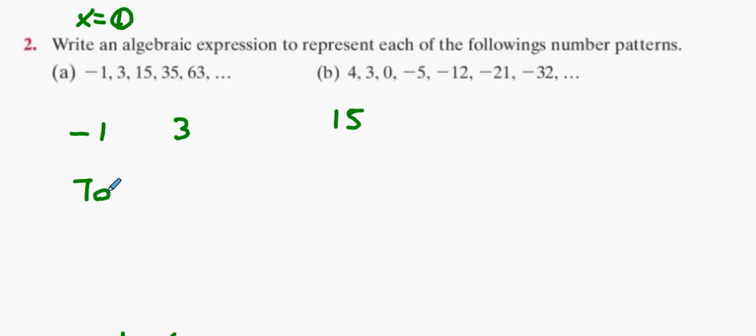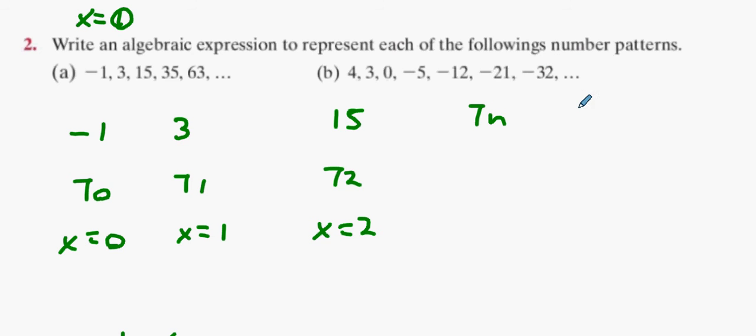T0 doesn't really exist, does it? So T0 is x equals 0. T1 is x equals 1, and T2 would be x equals 2. Is that right with you guys? Now what happens if I do the Tn formula again? Like so. I'm just going to go through it again one more time.